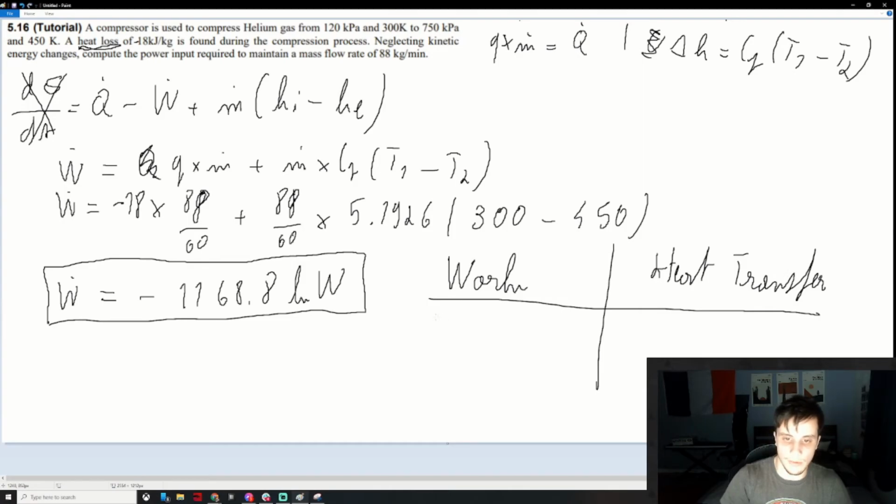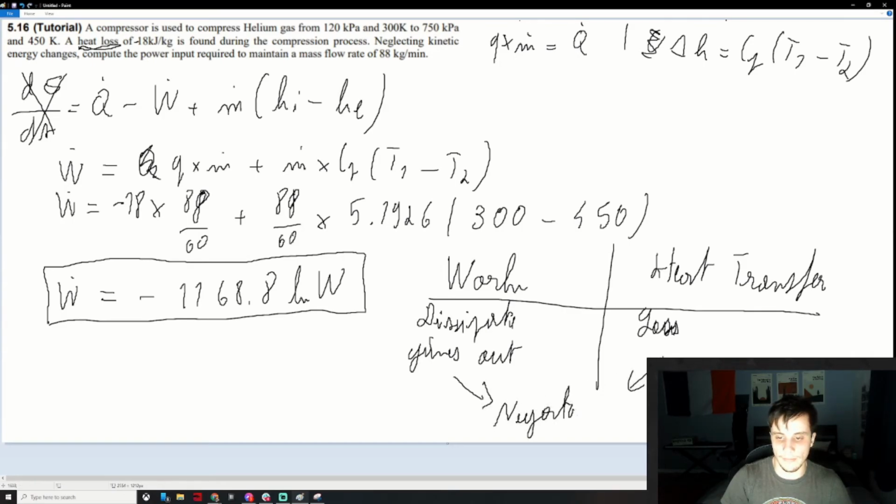If you have the following words, dissipate, or I guess gives out, and here it's loss, or usually they say loss, then that means you have a negative value. So in this case, it was small q, which is going to be equal to minus 18.